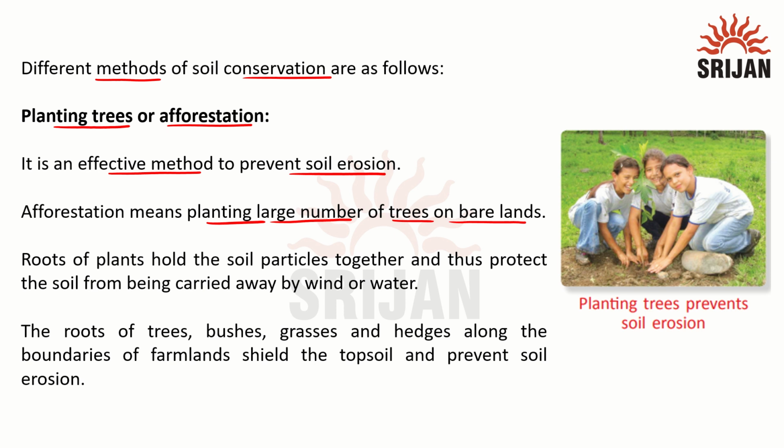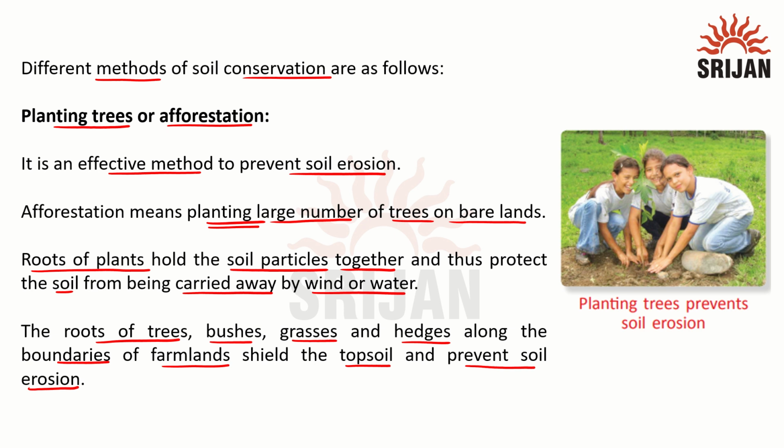Now when we plant such huge trees or big plants in an area, the roots of the plants hold the soil particles together, and thus it protects the soil from being carried away by wind or water. Roots of trees, bushes, grass and hedges along the boundaries of farmland shield the topsoil and prevent soil erosion to a much greater extent.